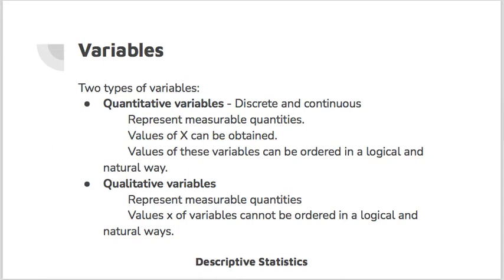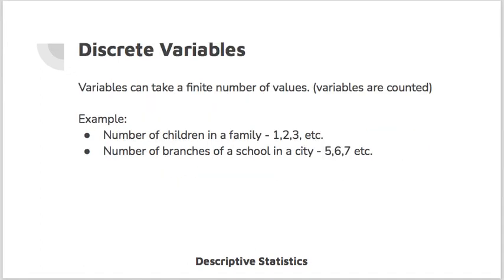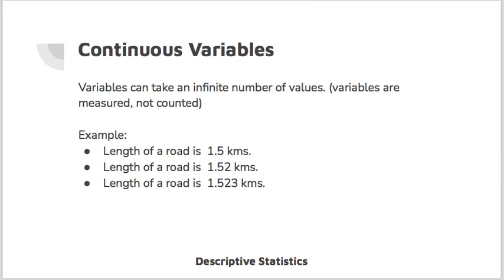Variables are classified into two types, quantitative and qualitative. Under quantitative are discrete and continuous variables. In a qualitative variable the values cannot be ordered in a logical and natural way, whereas in a quantitative variable they can be. Discrete variables are counted and take a finite number of values, while continuous variables can take an infinite number of values and are measured but not counted.